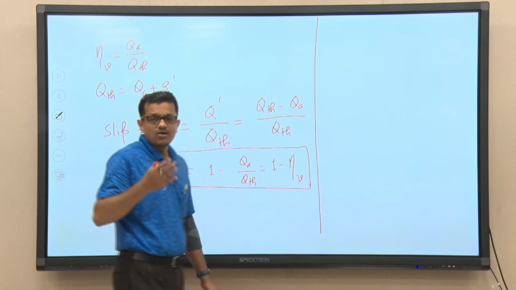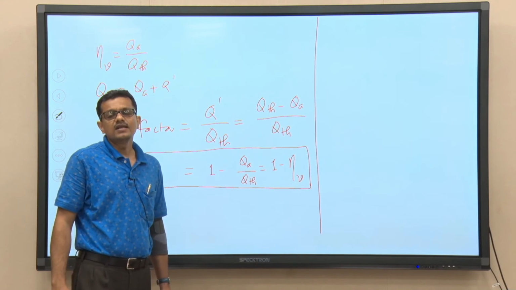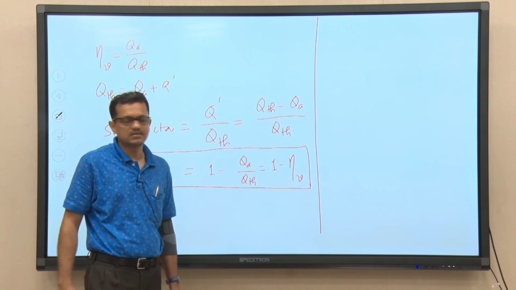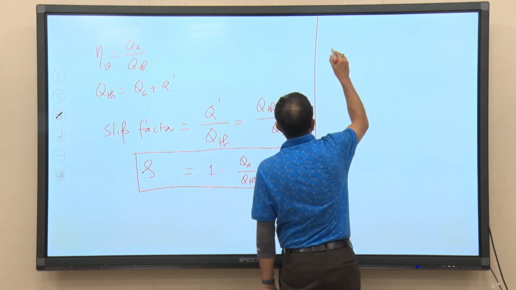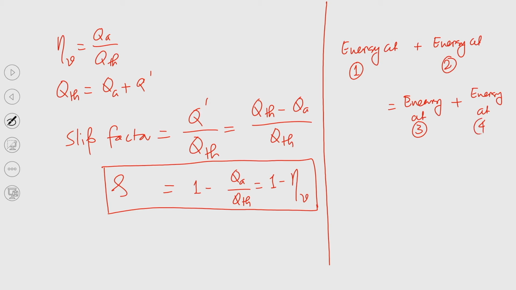So, integrating all the components associated with the operation of the positive displacement pump, we can frame a system, and if we do the energy analysis, then we can write a very simple energy balance: energy at 1 plus energy at 2 equal to energy at 3 plus energy at 4. So, this is very important.